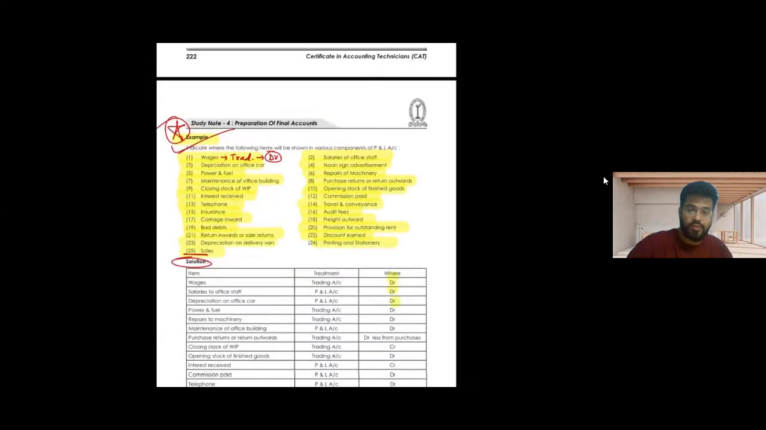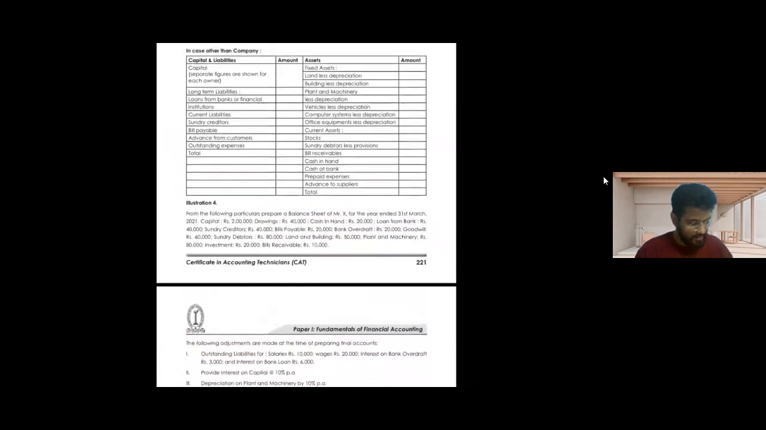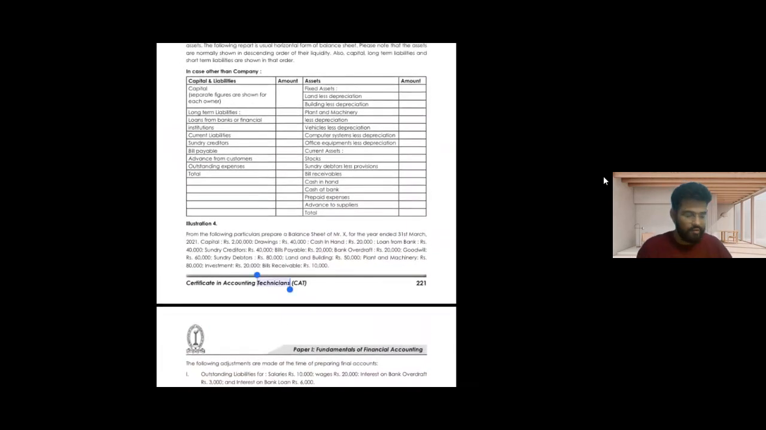Now I need to explain you one more concept. Okay, are you ready for one more concept? Yes, sir, we are more than ready. Okay, now just focus on your screens.